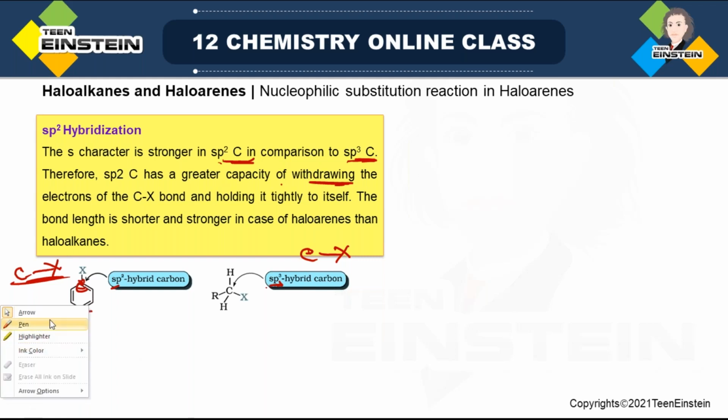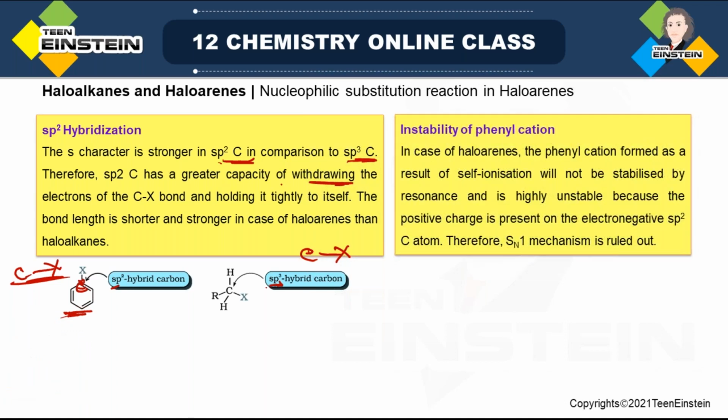Now, next point, instability of phenyl cation. When we are saying phenyl cation, that means positive charge is present over the phenyl ring, that is, directly on any of these carbons there is positive charge. This phenyl cation, if it is formed by self ionization of ArX, that means if you have any haloarene, in general I am writing ArX, then after dissociation of this, because this type of dissociation you have already seen in the SN1 mechanism, in case of nucleophilic substitution in haloalkanes, that is aliphatic molecules.